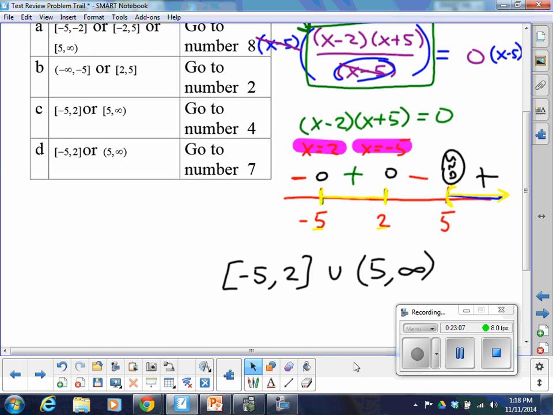So that one, which number was this, 6? That one should be D, from -5 to 2, or from 5 to infinity. Yep, there's our solution there. And you've got to watch the parenthesis or bracket deal. It does make a big difference.